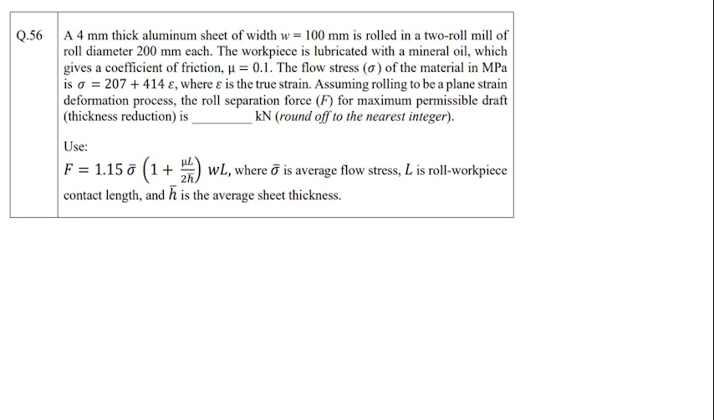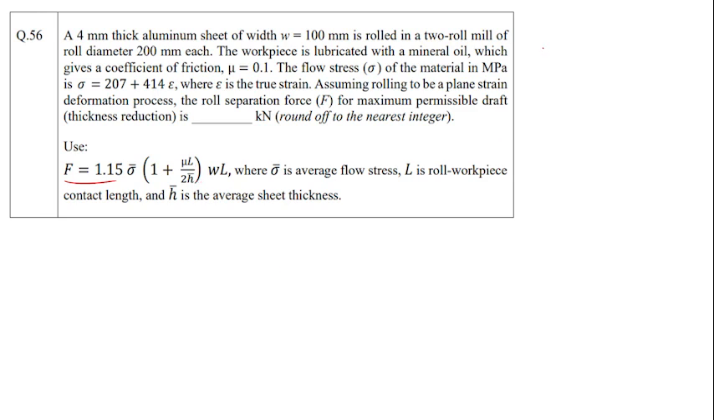The flow stress of the material in MPa is sigma equals 207 plus 414 epsilon, where epsilon is the true strain. Assuming rolling to be a plane strain deformation process, the roll separation force for maximum permissible draft (thickness reduction) is ___ in kilonewton. They are already also giving the equation for the roll separating force: F equals 1.15 sigma bar (1 plus mu L upon 2 h bar) W L.